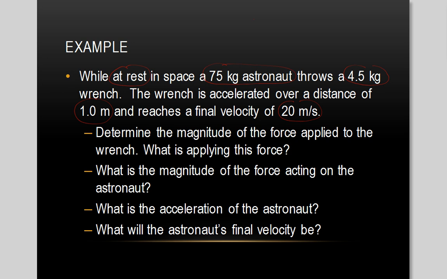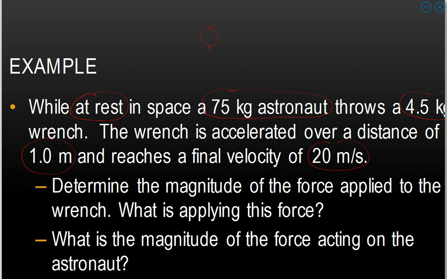So you have this astronaut. He's at rest, apparently, in space. He has this wrench, and then he throws it. So you have this force from the man on the wrench. Forces come in pairs.